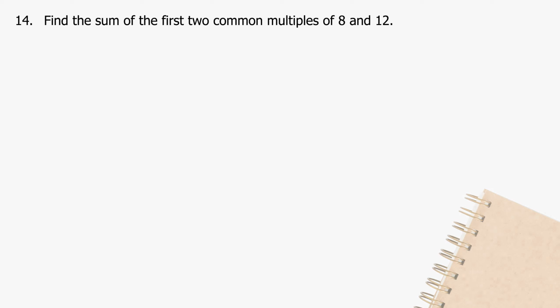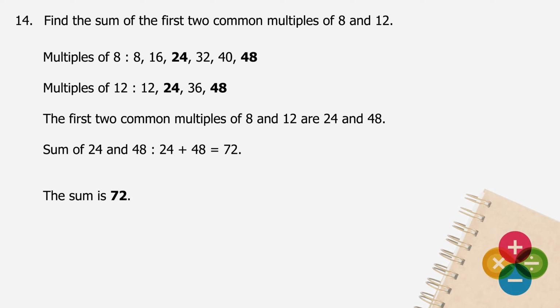Question 14. Find the sum of the first two common multiples of 8 and 12. The multiples of 8 will be 8, 16, 24, 32, 40, and 48. The multiples of 12 will be 12, 24, 36, and 48. The first two common multiples of 8 and 12 are 24 and 48. The sum of 24 and 48 will be, add 24 to 48, and the sum is 72. The sum is 72.